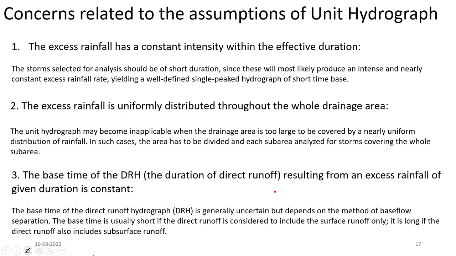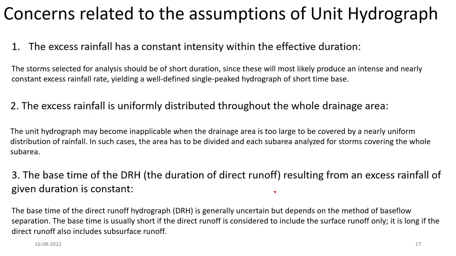So it may be valid when we go for long duration events, like 6 hours and 7 hours. The excess rainfall is assumed uniformly distributed throughout the whole drainage area. Suppose you are looking at the Ganga basin or Godavari basin, which spreads over thousands or lakhs of kilometers. In these cases, there are subsystems responsible for the rainfall, so the excess rainfall uniformity is invalid. It's been violated. As well as, the base time of DRH resulting from excess rainfall of given duration is constant.